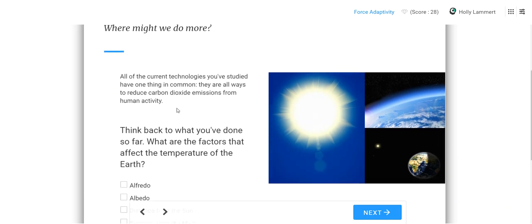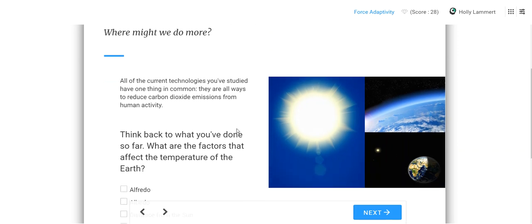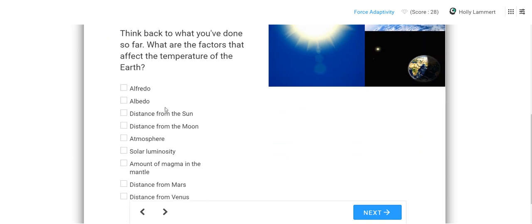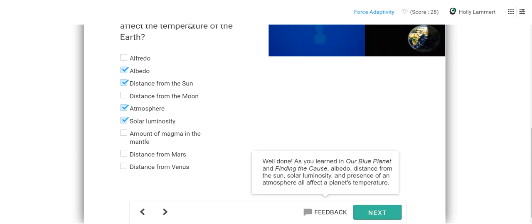Here it says, luckily we're an inventive species. Where might we do more? All the current technologies you've studied have one thing in common: there are always ways to reduce carbon dioxide emissions from human activity. Think back to what you've done so far. What are the factors that affect the temperature of the Earth? Albedo, we have distance to the sun, we have our atmosphere, and solar luminosity. Those are the 4 factors we looked at in our Blue Planet and Finding the Cause.